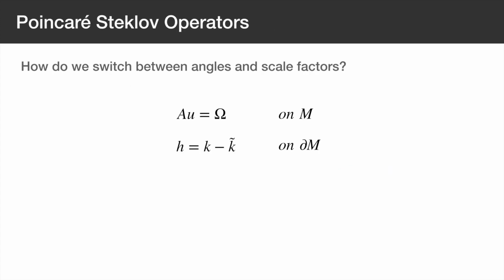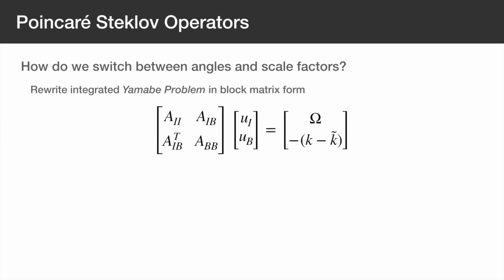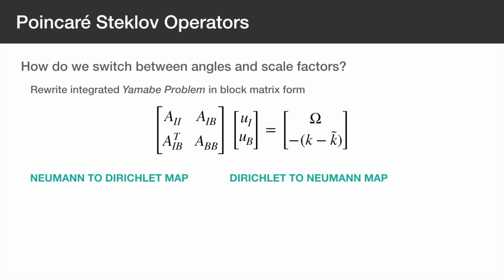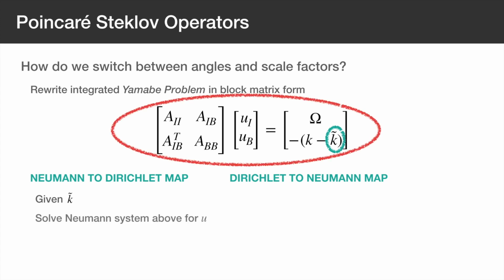So, how do we switch between angles and scaling if we only know one of these quantities along the boundary? Well, rewriting the Yamabe problem in block matrix form and partitioning the interior and boundary vertices makes it easier to see how this can be done. In particular, it helps us identify a pair of Poincaré-Steklov operators to convert one type of boundary data to another. For example, the Neumann to Dirichlet map takes boundary angles as input and solves the block system above for scale factors. Boundary scale factors are then simply read off from this solution.